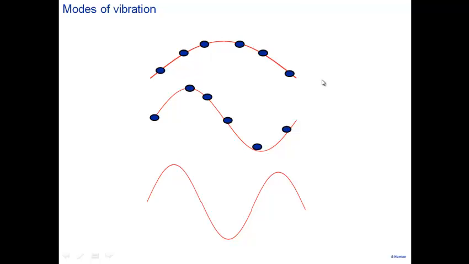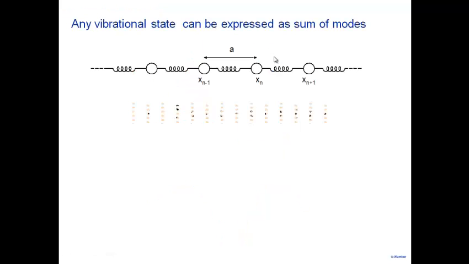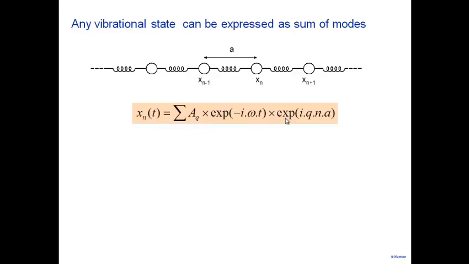But no matter what the state of the lattice is, it can be expressed as a sum of these modes here. No matter what the vibrational state of the lattice is, you can always decompose it into a sum of either this or this or this or this. Okay? So any vibrational state can be decomposed into the modes of vibration that we have here. So that's the other point here. Any state, I can express as a sum of these.